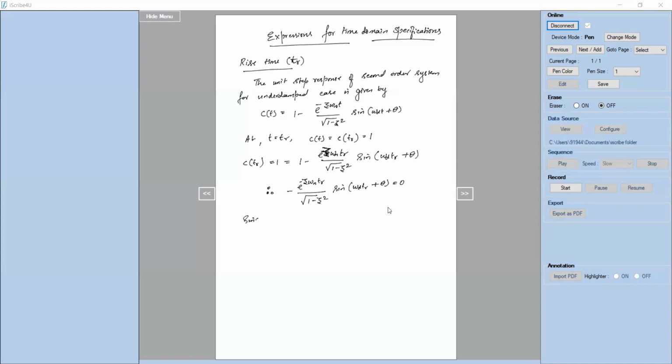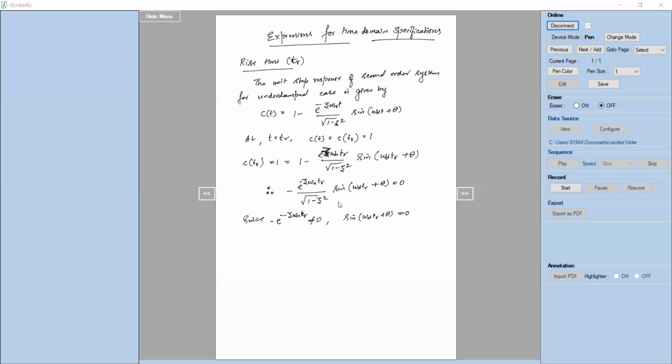Now we know that e power minus zeta omega ntr cannot be 0, correct? Since time tr is not 0, this term cannot become 0. So then I can say that the term sine omega dtr plus theta has to be 0, correct? Because this term cannot be 0. So this has to be 0 now, so as to match this condition.